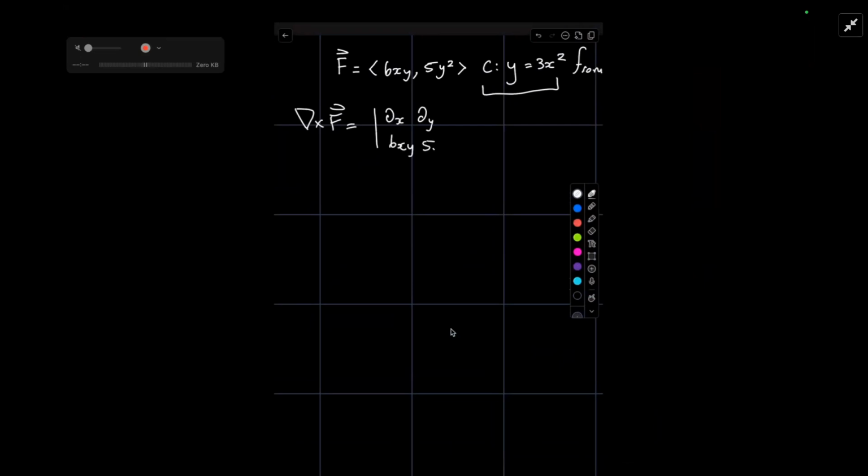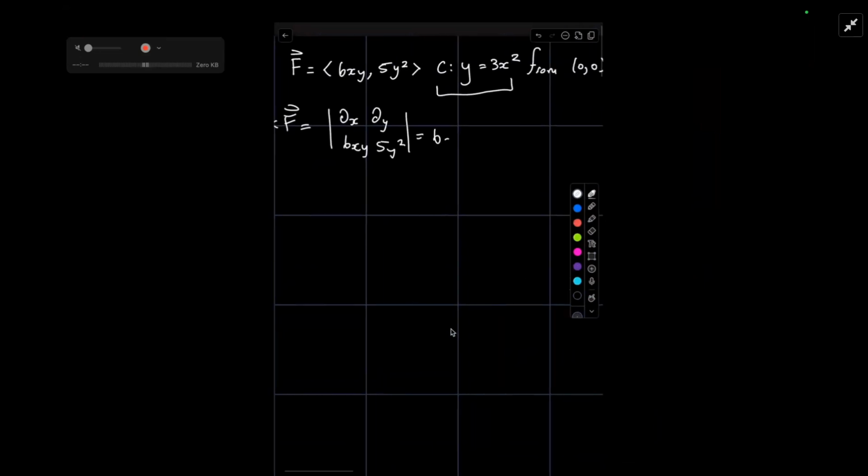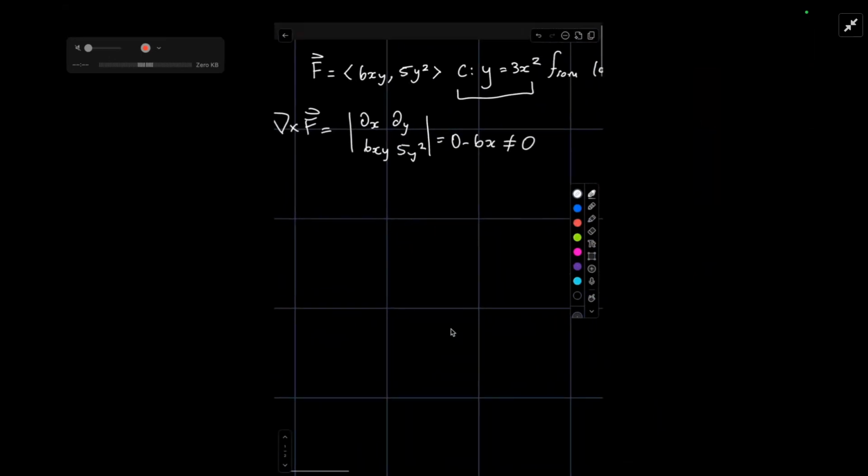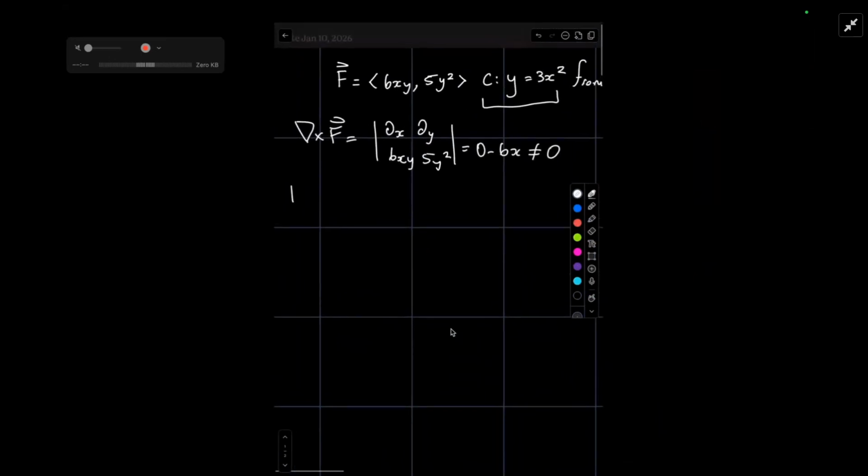6xy, 5y squared. And this gives us 0 minus, sorry, that's meant to be 0. 0 minus 6x, which is not equal to 0. So the curl is not 0, so the vector field is not conservative, so it's not path independent. So for part B, you can say not path independent.